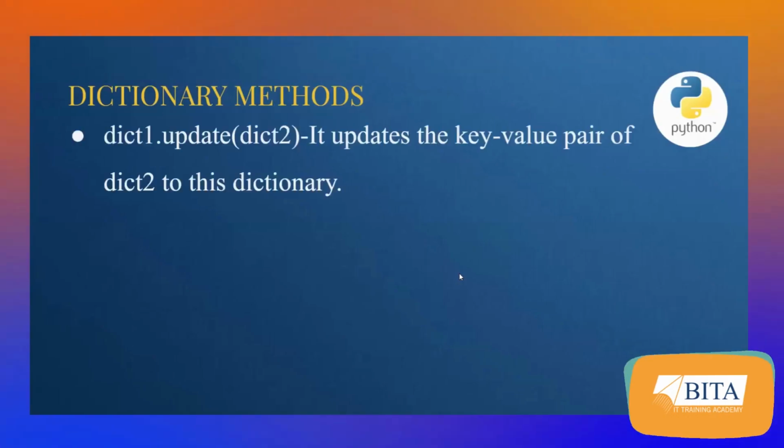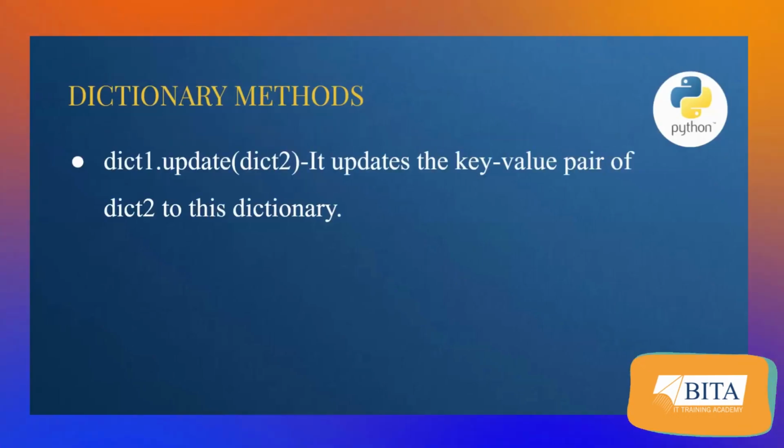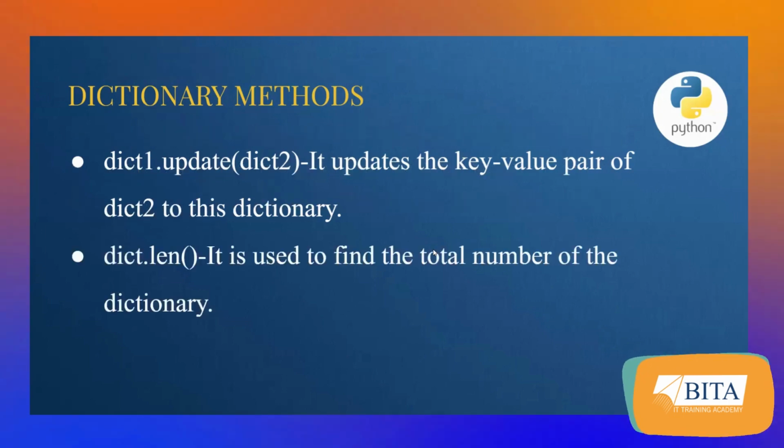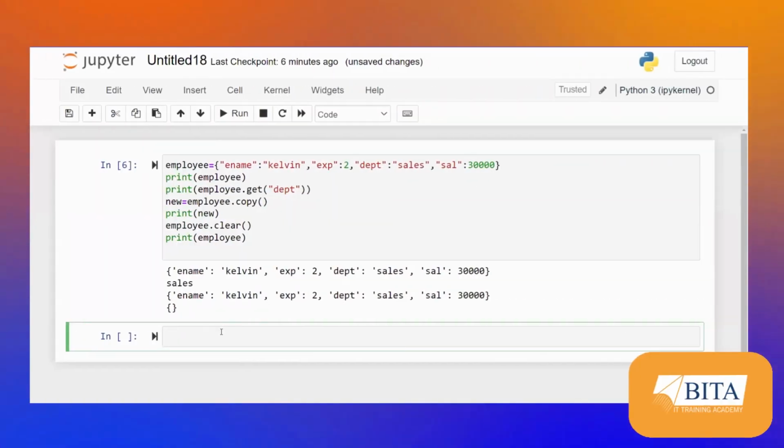The next method is update. So the update method is used to update the key value pair to the existing dictionary. Or if you want to combine more than one dictionary into a single dictionary, we can go for this update method. And another method is length. The length method is used to find how many total key value pairs we have in the given dictionary. So we have an employee dictionary.